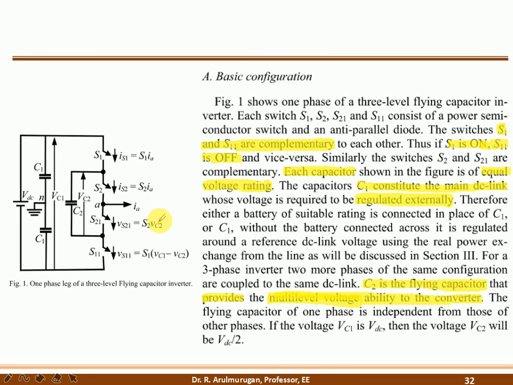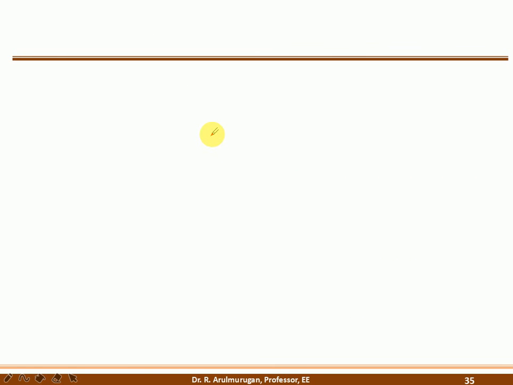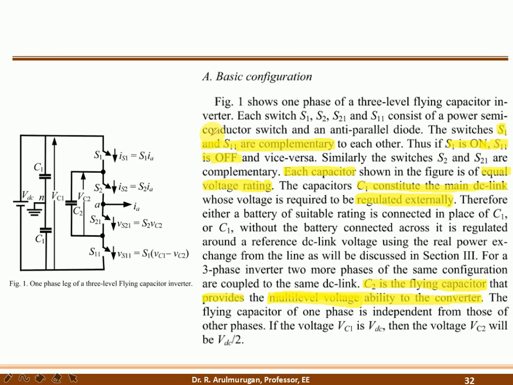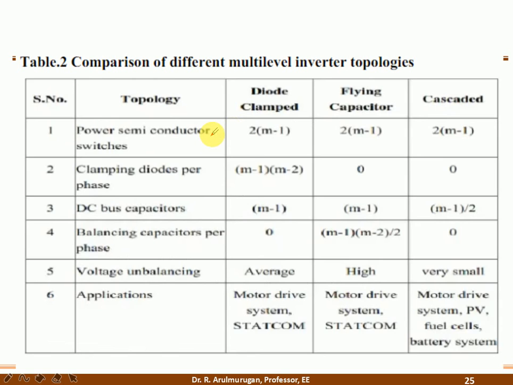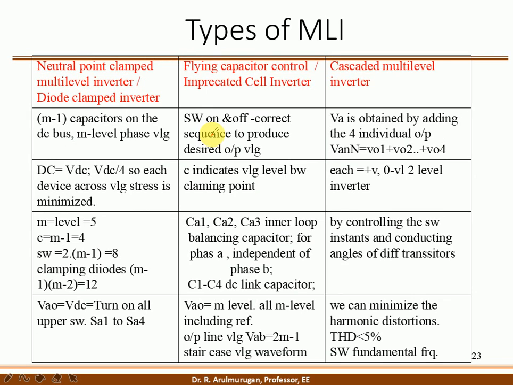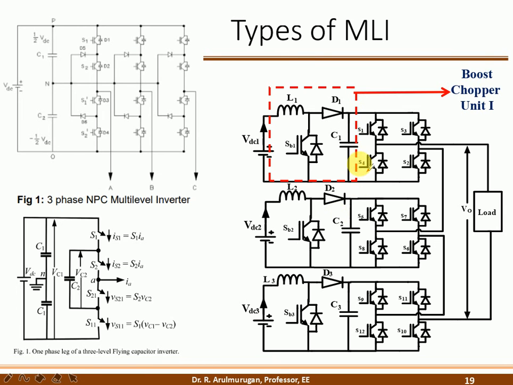Then the cascade multi-level inverter. Cascade multi-level inverter means three single phase inverters are connected in series. I already said about that. Cascade means series connection. So that's all about the details of the multi-level inverter. Thank you.